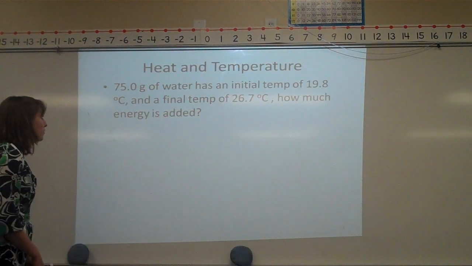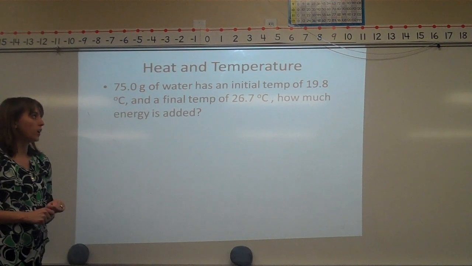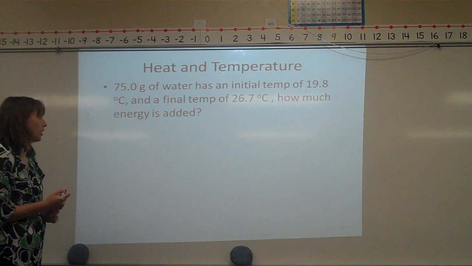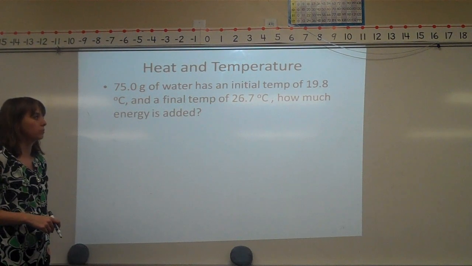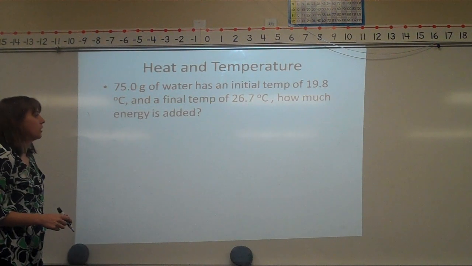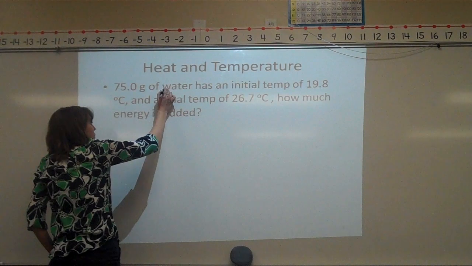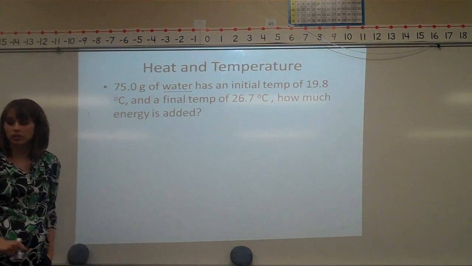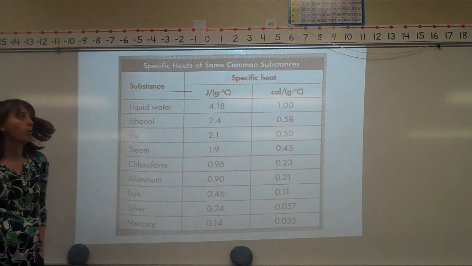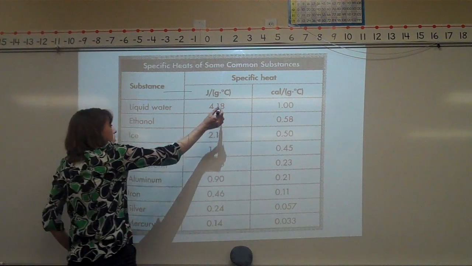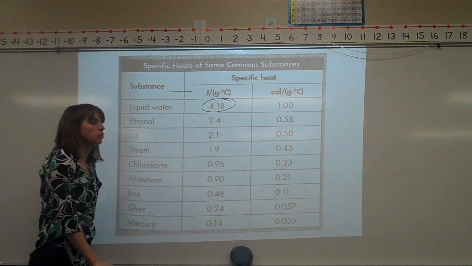So here's a problem we have. We have 75 grams of water with an initial temperature of 19.8 degrees Celsius and a final temperature of 26.7 degrees Celsius. How much energy is added? The important thing here is we have water. It doesn't say ice, it says water. So we're going to use the liquid water here, which is 4.18, and we're going to go ahead and use the joules.